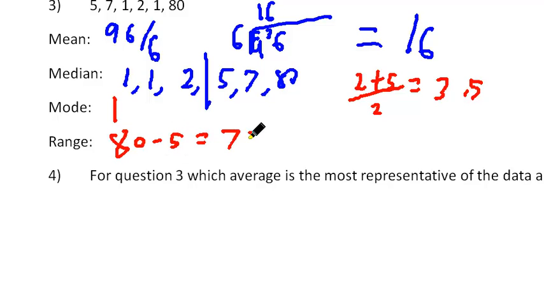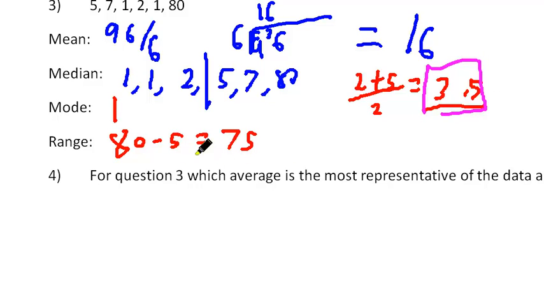Question number 4 says which average is the best representative of the data. So we've got 16 as the mean and 3.5 as the median, and we look at these numbers, the numbers are pretty much between 1 and say 7, and so you'd expect the middle number, the average, to be somewhere between 1 and 7, and so 3.5 happens to be the best average.